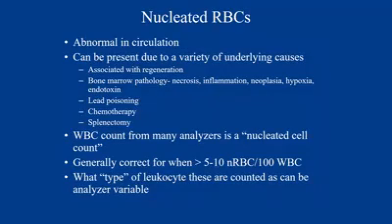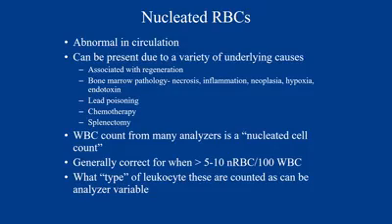So what are nucleated reds? They're abnormal in circulation. Again, they are red blood cell precursors that get released from the bone marrow. They can be present due to a variety of underlying causes. They're associated with regenerative anemias sometimes, but do not indicate regeneration. They can be seen with bone marrow pathology of various causes, lead poisoning, chemotherapy, and splenectomy.